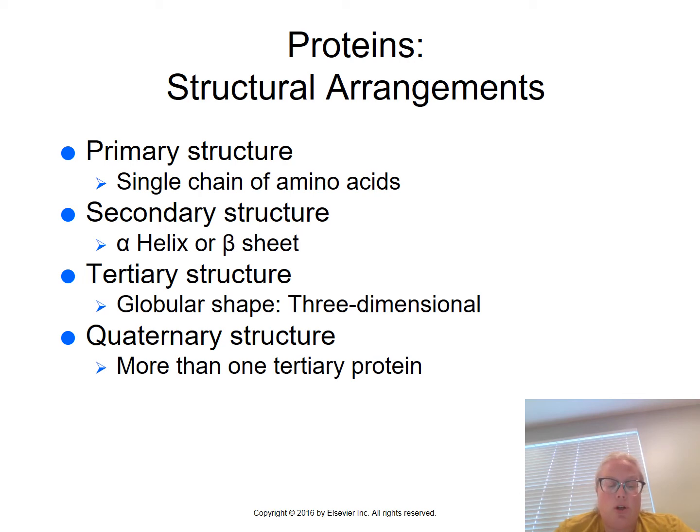Then you have tertiary structure proteins. Examples of tertiary structure proteins are enzymes and some peptide hormones, such as insulin. And then you have a quaternary structure, and an example of a quaternary structure protein is the hemoglobin molecule.